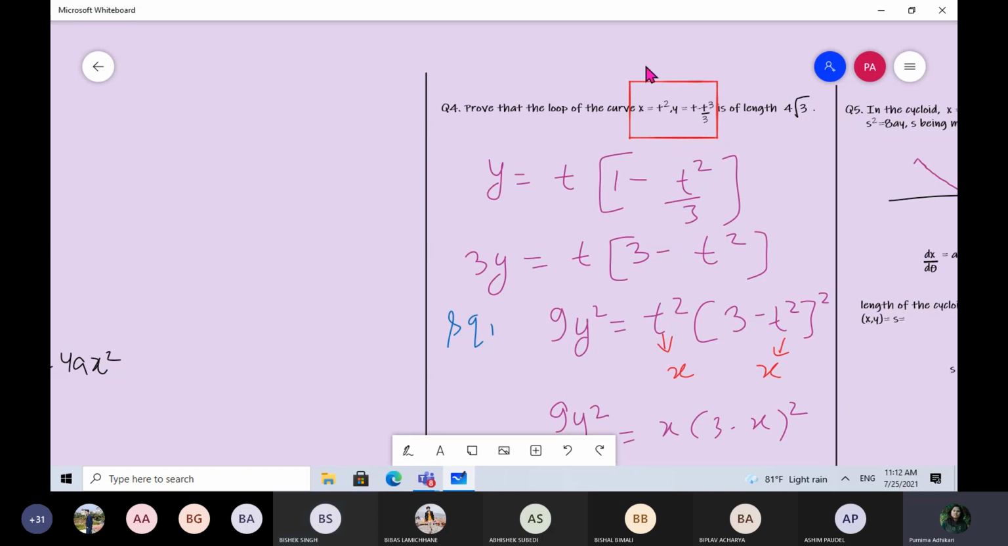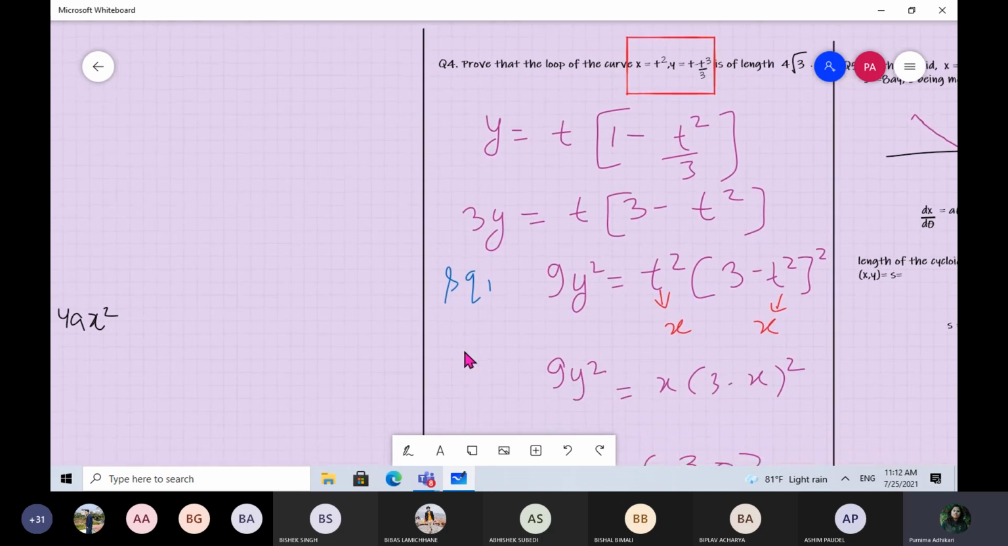Okay, so this is your curve. It's given in parametric form x equals to t square, y equals to t minus t cube by 3 is of the length 4 root 3. हामीलाई के भनेछ, यो 4 root 3 length को curve हो. So what are we going to do? I'm going to show you that this is exactly same as previous question because we are going to first of all convert it to Cartesian form. The Cartesian form convert गर्नको लागि I've started with y. Y is given equals to this. It's very easy. Conversion भइसक्यो.